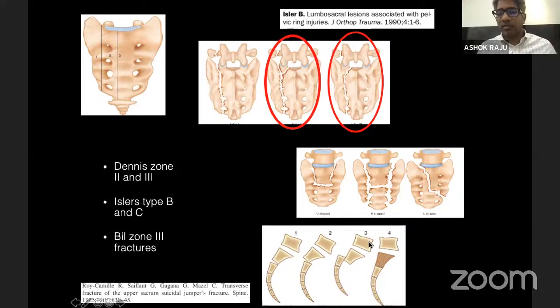Based on these fractures, again, the level of the transection matters. If the injury is below the SI joint, you are unlikely to have bladder and bowel incontinence. And if the injury is above or at the level of S1, S2, then you are likely to have bowel and bladder incontinence, leading to poor prognosis.